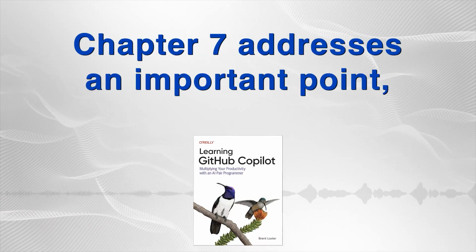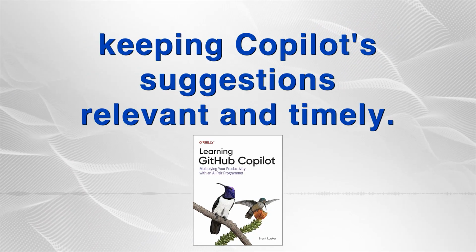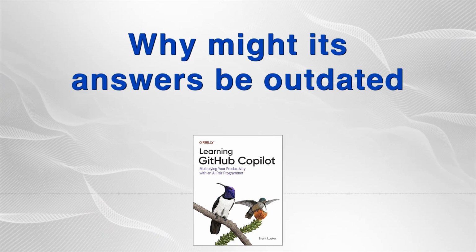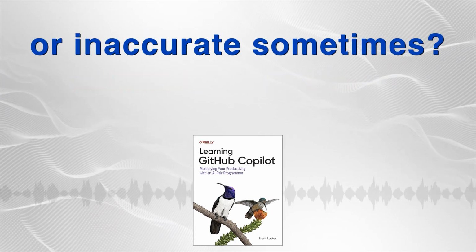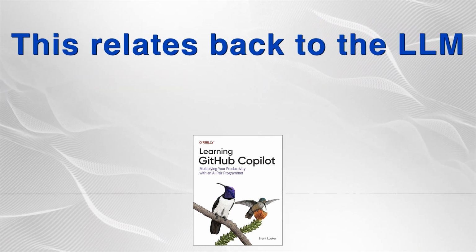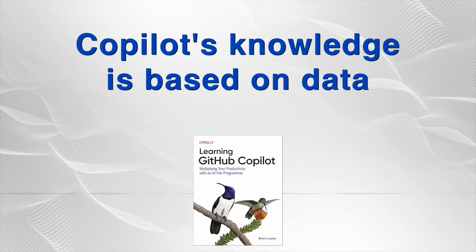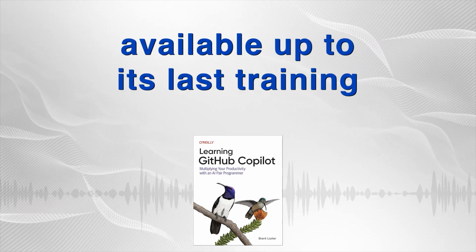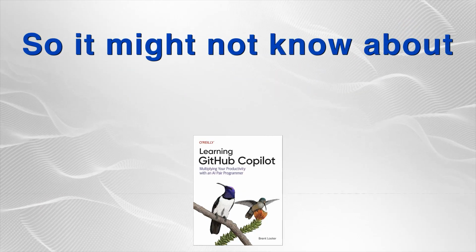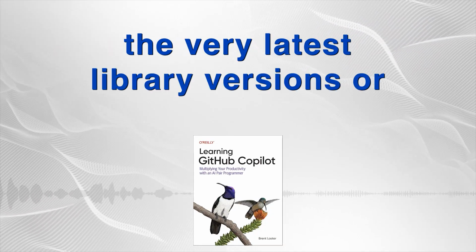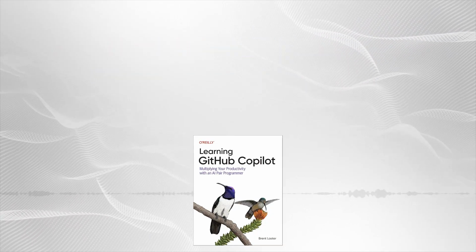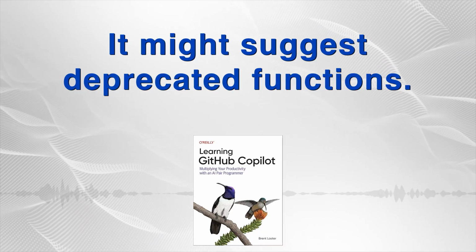Chapter 7 addresses an important point, keeping Copilot's suggestions relevant and timely. Why might its answers be outdated or inaccurate sometimes? This relates back to the LLM training. Copilot's knowledge is based on data available up to its last training date, its training cutoff. So it might not know about the very latest library versions or API changes. It might suggest deprecated functions.